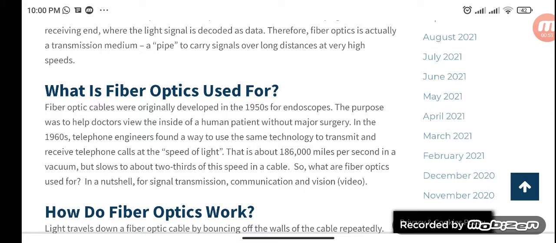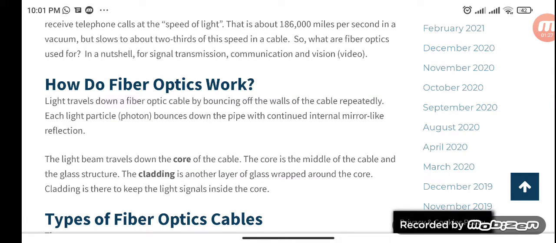Fiber optic cables were originally developed in the 1950s for endoscopes. The purpose was to help doctors view the inside of the human patient without major surgery. In the 1960s, telephone engineers found a way to use the same technology to transmit and receive telephone calls at the speed of light. That is about 186,000 miles per second in a vacuum, but slows to about 2/3 of this speed in a cable. So what are the fiber optics used for? In a nutshell, for signal transmission, communication, and video vision.